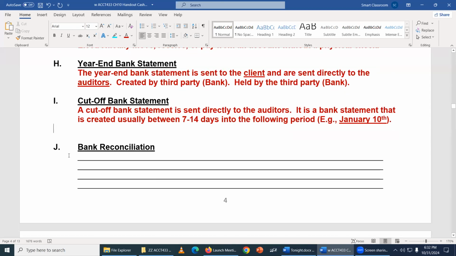It's basically to verify things on a bank reconciliation. The bank reconciliation is done to find the correct balance in the cash account.